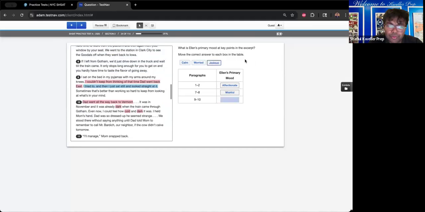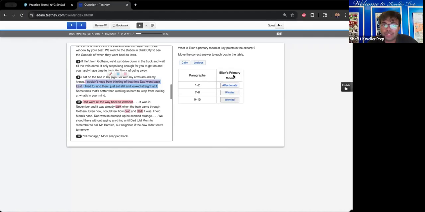Okay, so not jealous. We can already rule out jealous. I don't feel that here. Either calm or worried. Here we can see she's kind of worried because she didn't want to think about when her dad left for the East, but then she eventually thinks about it. So I think worried would probably be the best here. So affectionate, wishful, worried. Yeah.